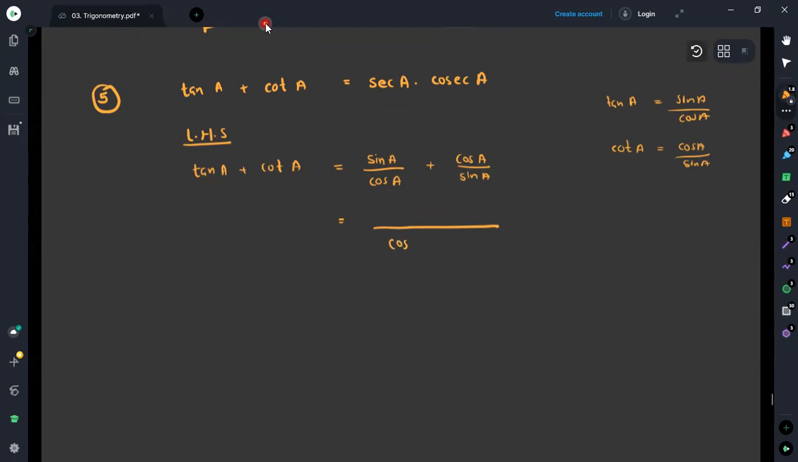Here I am having cosine A, then multiplied with sine A. If you take this as the common denominator, then we will get sine A times sine A, and then this is added with cosine squared A. We know that sine squared A plus cosine squared A is equal to 1 based on the Pythagorean identities, and then the denominator is cosine A times sine A.